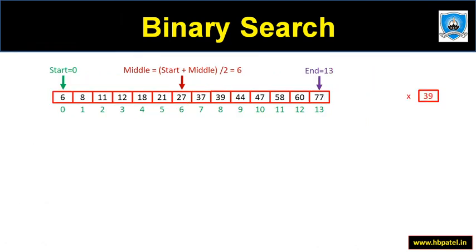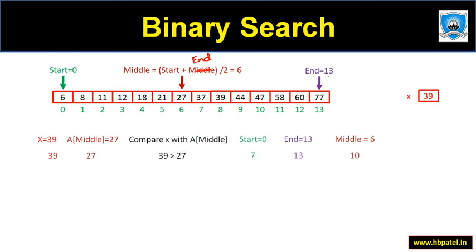So now let us take an example. All right, so this is the situation. Start is pointing to the 6, which is the 0th element. End is pointing to 77, which is the last, 13th element. And then middle is equal to 0 plus 13 divided by 2, so middle is start plus end divided by 2, that is 6. And we are looking for 39. So compare 39 with 27. What will happen? 39 is greater than 27?